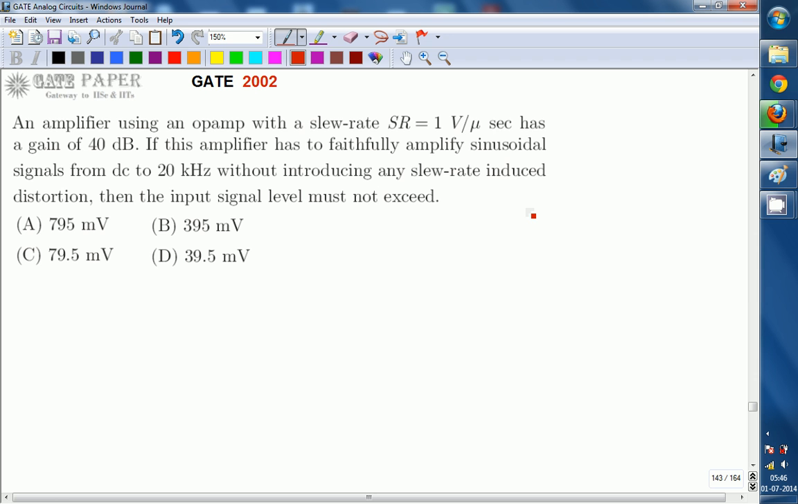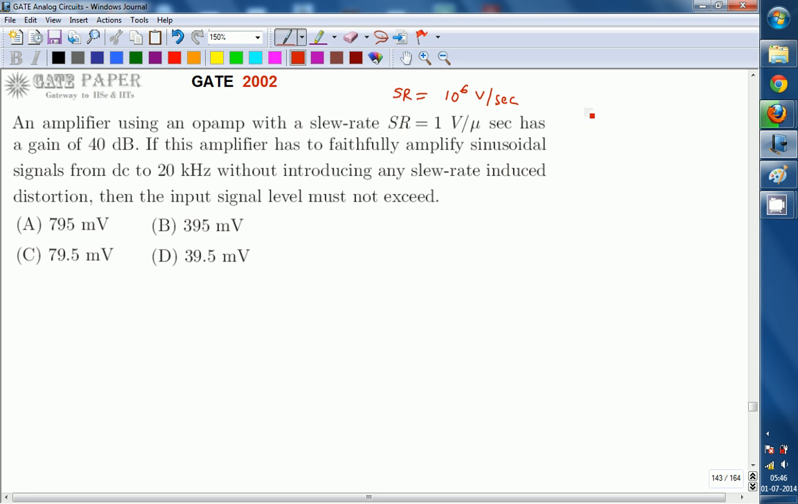The slew rate of the amplifier is given as 1 volt per microsecond. 1 volt per microsecond is nothing but 10 power 6 volts per second, if you take the micro to the numerator side. This is what the slew rate is.